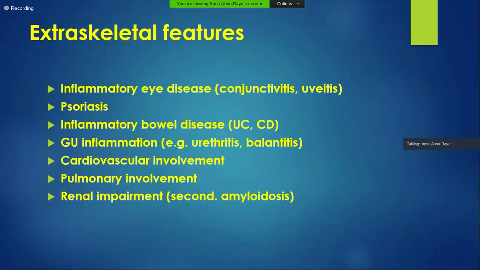What are the extraskeletal features? Very important. In any case, I ask him, have you got any eye complaint? For example, I know that they can get uveitis, conjunctivitis. Have you got any psoriasis, any bowel complaints, any genitourinary complaints? Because I know that we can get urethritis, balanitis. Any cardiovascular complaint, dyspnea, orthopnea, chest pain? Because I know I can get aortitis, pulmonary involvement, and renal impairment can also occur.